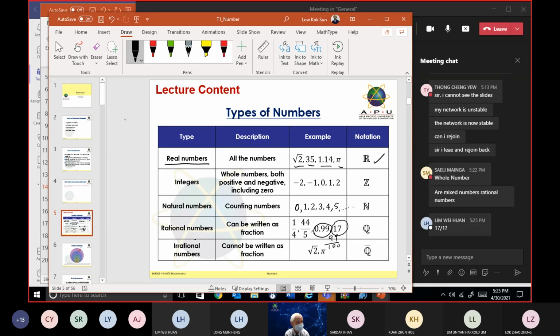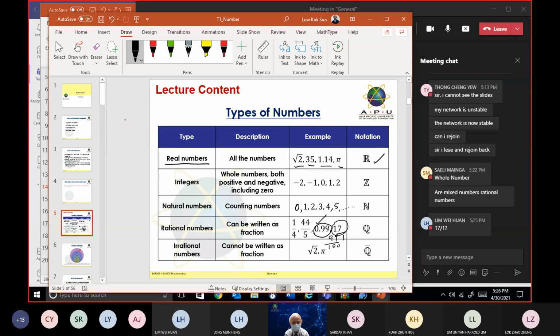How come? Yes, very good. Okay, it is 17 over 1. So the denominator is 1, the numerator is 17. Now at this point we would drill on this point.